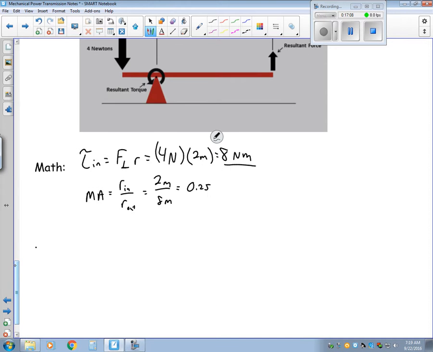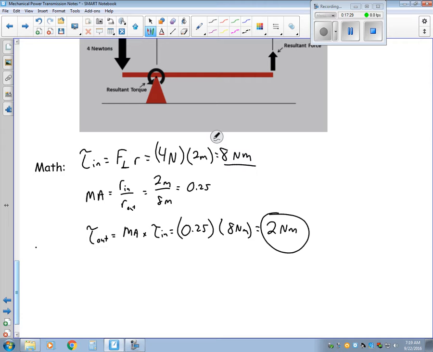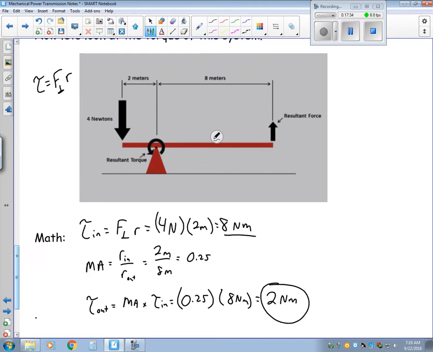And then remember that the output torque equals mechanical advantage times the input torque. So I'd have 0.25 times 8 newton meters, and that gives me 2 newton meters of output torque. So again, when the mechanical advantage is less than 1, we lose torque, but we pick up speed. When the mechanical advantage is greater than 1, we lose speed, but we pick up torque.